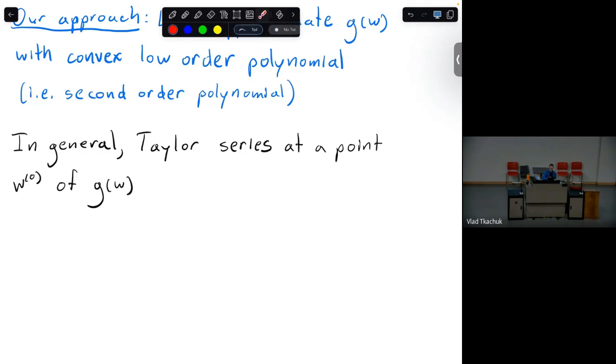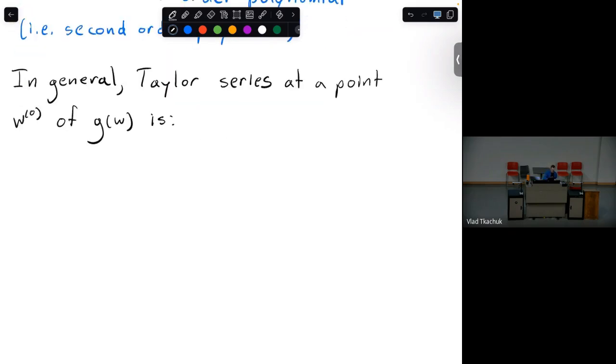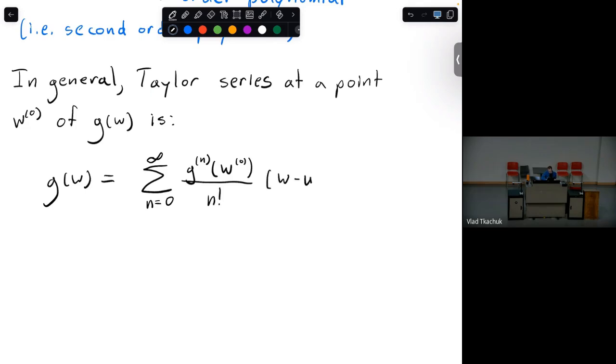So you would read this as a Taylor series, or a Taylor approximation of g of w at this point. And what is it? So the approximation looks as follows. Okay, this thing looks complicated, which is you basically take polynomials of degree 0 to infinity. And then it tells you what you should multiply each one of them by. And you should multiply by the nth derivative evaluated at W0 over n factorial times w minus W0 to the power of n.